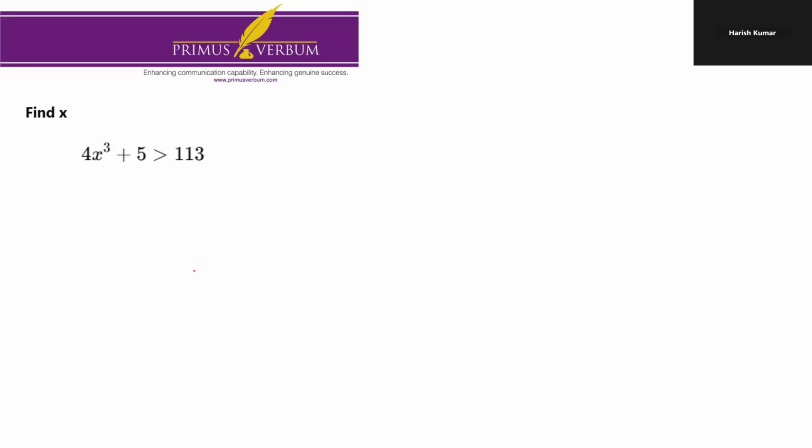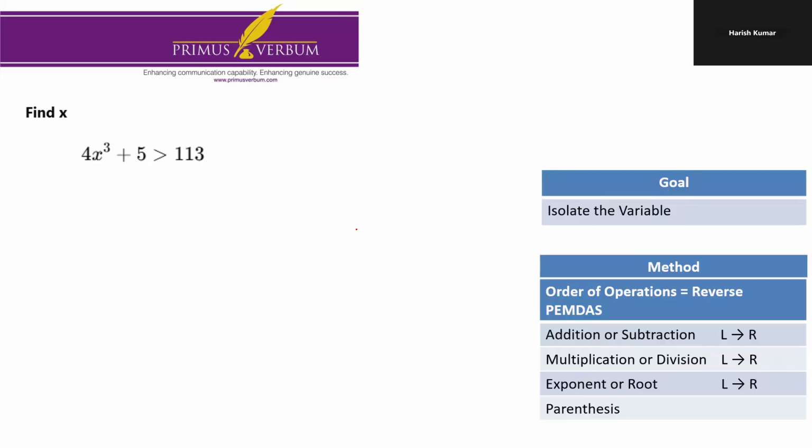Find x: 4x cubed plus 5 is greater than 113. Since we have to find x, we first have to isolate the variable x, and the method we are going to use to isolate x and find its value is the reverse PEMDAS method.